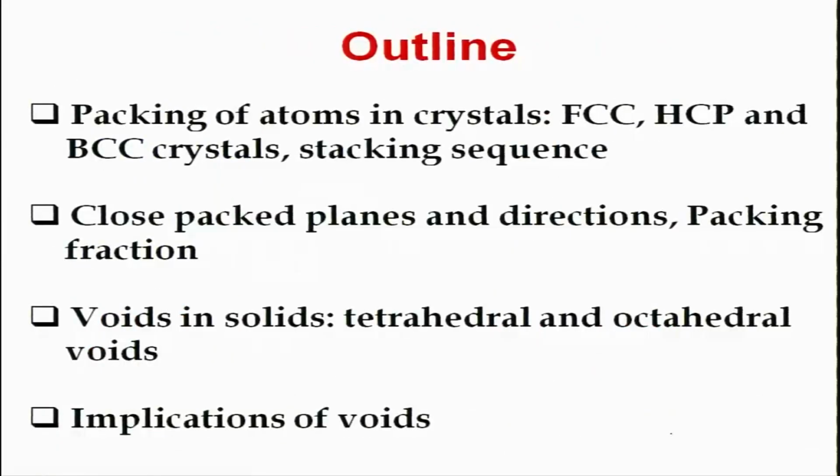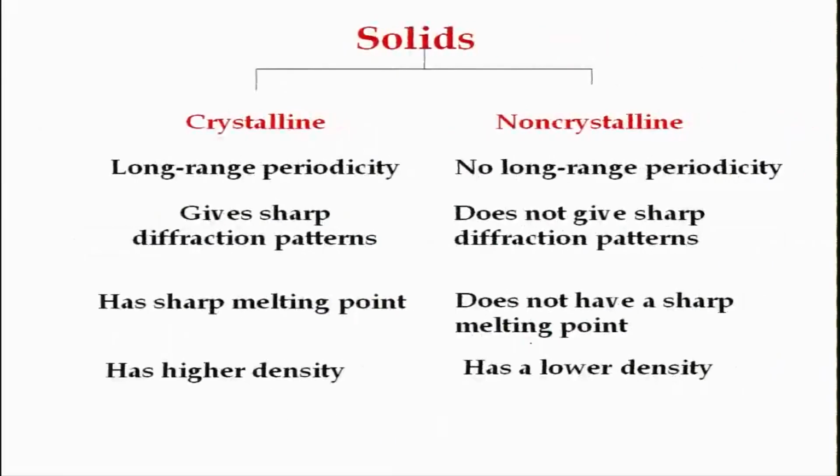So, this is the outline of this particular topic. We will see the packing of atoms in crystals, the close packed planes and directions, packing fraction, and voids in solids, perhaps not possible in this lecture but maybe in the next lecture, and the implication of these voids. What do we mean by these voids? What is the importance of these voids in solids, in metallic solids?